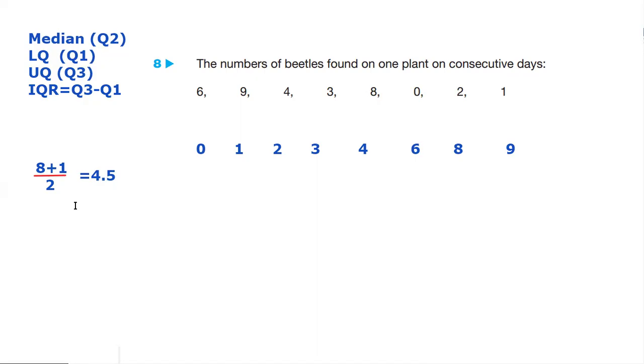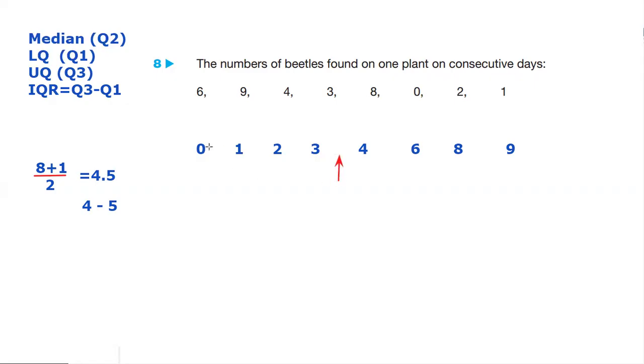It means it's between the fourth and the fifth number. So now let's count here: 1, 2, 3, 4, and 5. So basically, the fourth number is 3, the fifth number is 4. So the median will be between them. I'm going to put an arrow over here. The median or the Q2 is between them.